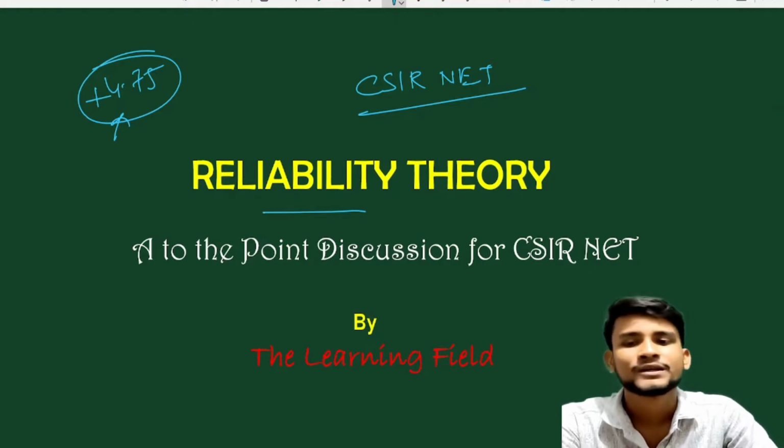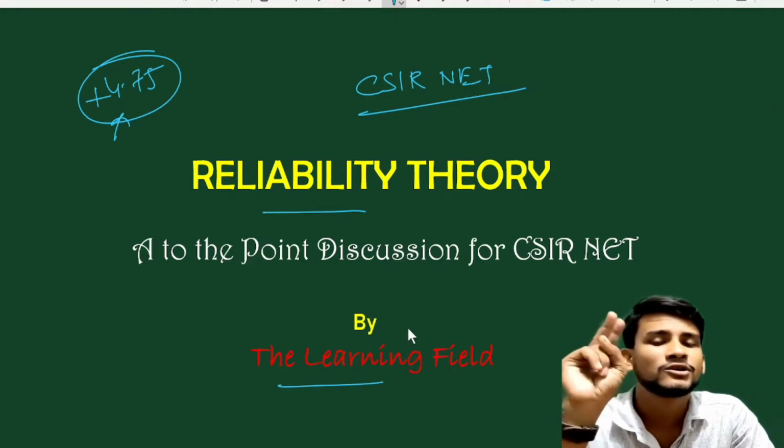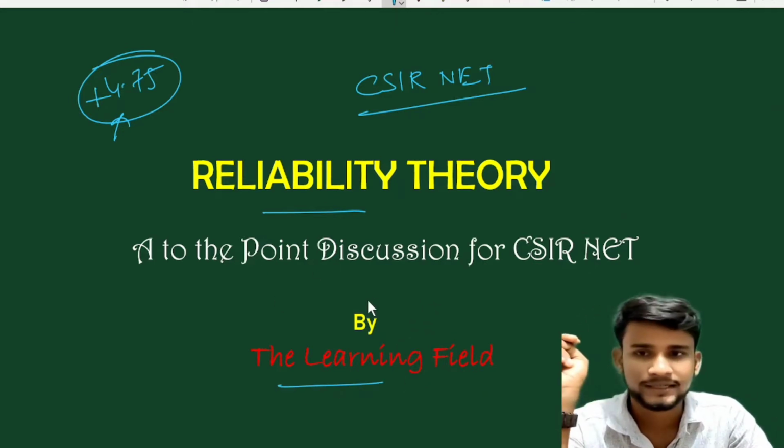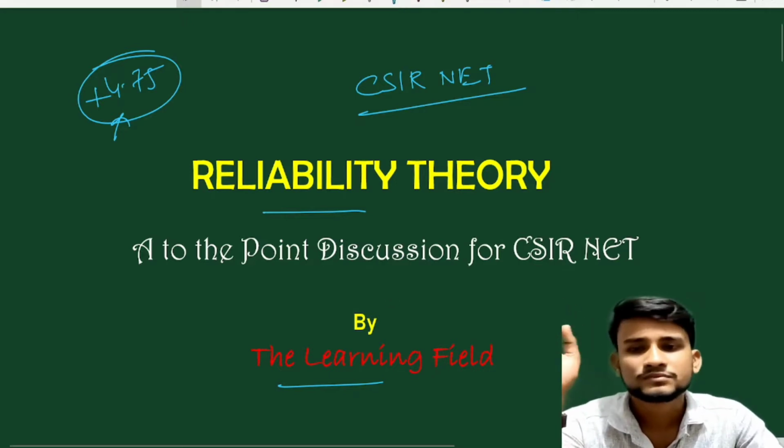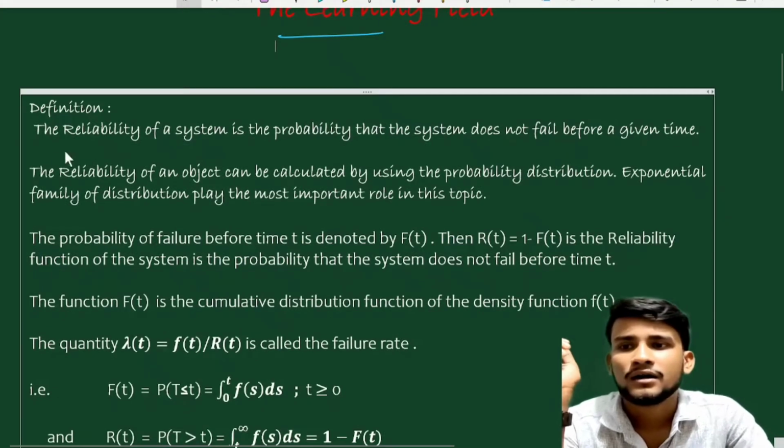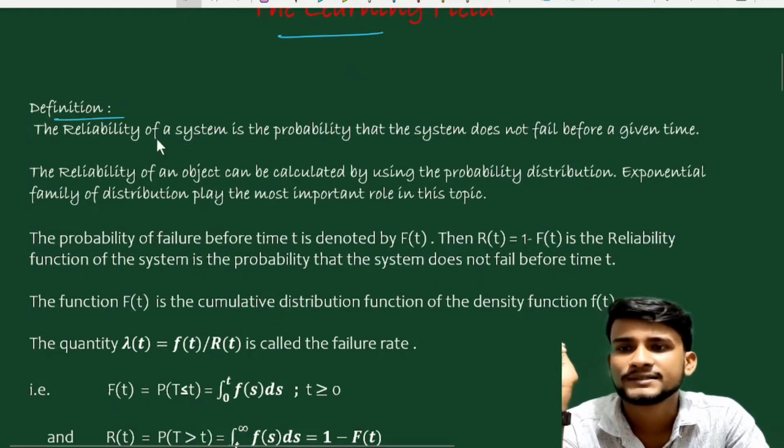There are basically two types of questions asked in the CSIR NET exam. We will discuss those two or three types of questions, mainly for CSIR NET. So let's start. First we read the definition of reliability theory.